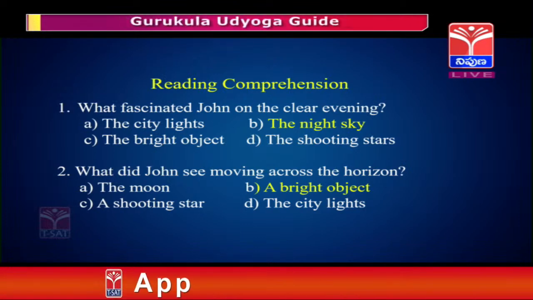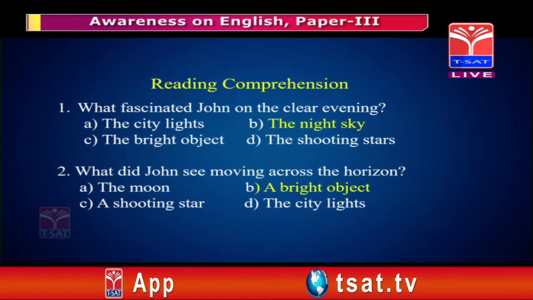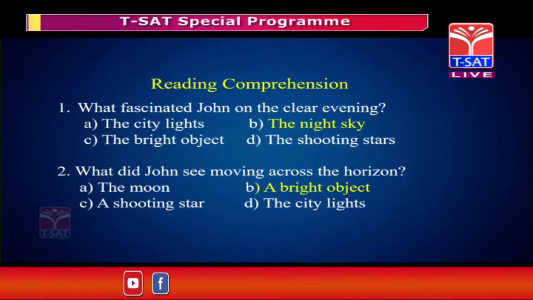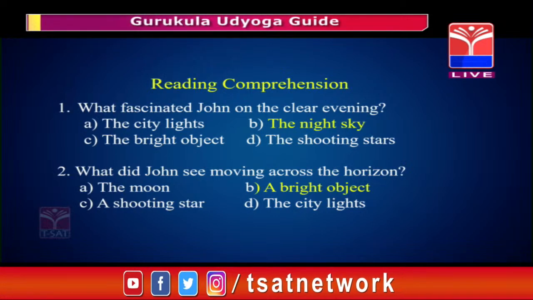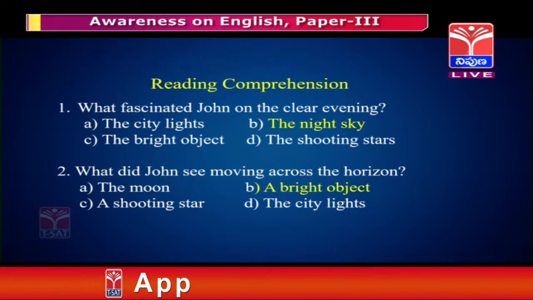There is some information given about shooting stars that you have to find out when the question is given. Coming to the next question, what did John see moving across the horizon? So here you can go back and check the passage. You have to go with the word where you can find the horizon.